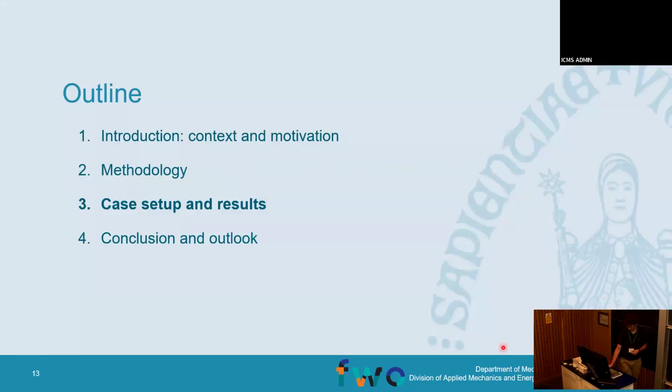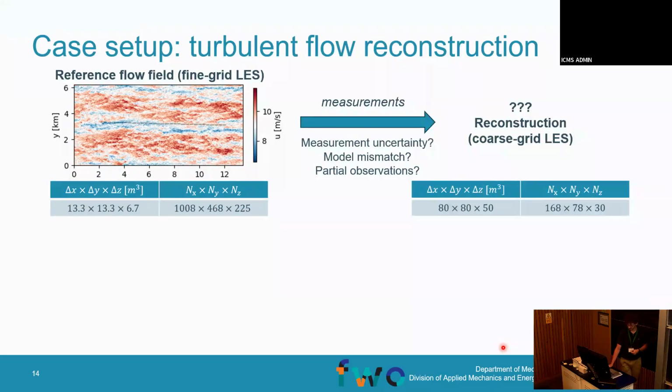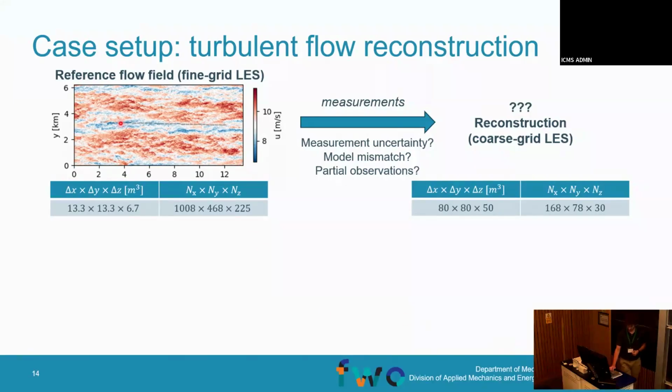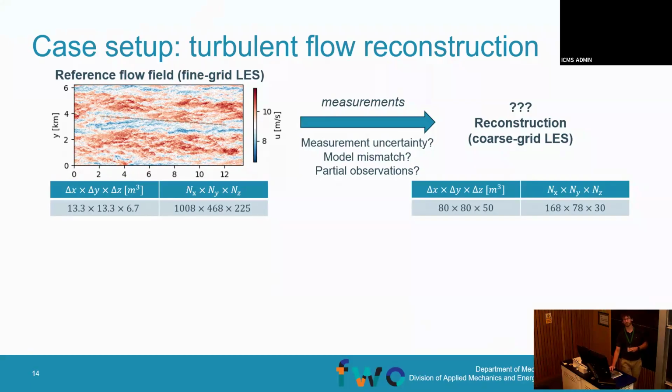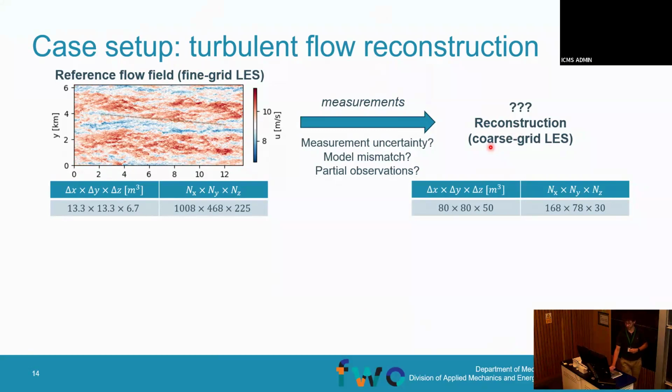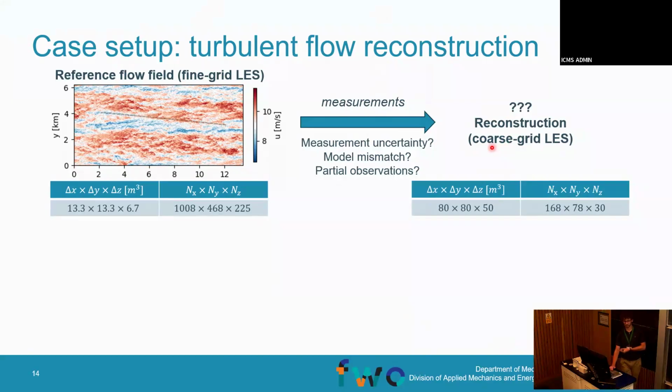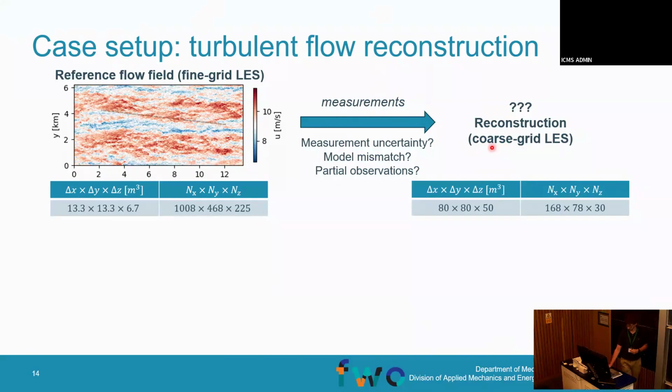All right. Case setup and results. So let's start applying this algorithm now. As I said, we are applying it to turbulent flow reconstruction. The first step here is to perform some kind of a reference simulation. In our case, this is a very fine grid large-eddy simulation. Then we take virtual measurements from this simulation and try to use these measurements to reconstruct the flow. That's the basic idea. However, remark that we do the reconstruction on a coarser grid resolution, because otherwise it would be way too expensive. So take that into account for the future slides.